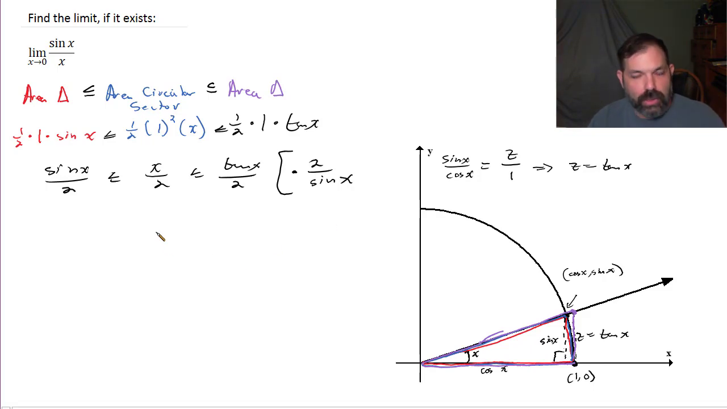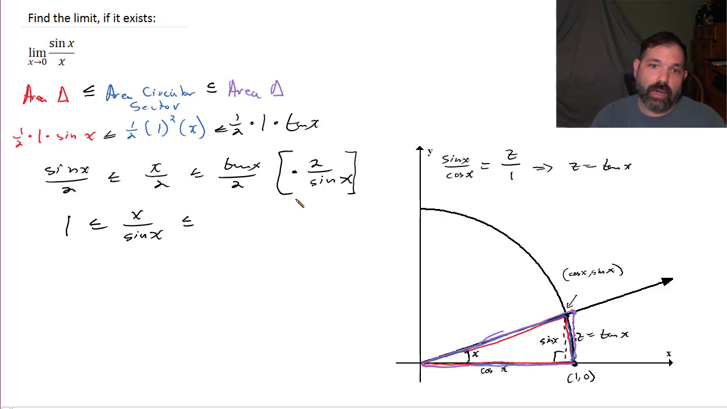Okay, let's continue on. If we multiply the entire inequality by 2 over sine x, this becomes 1 is less than or equal to x over sine x, which is less than or equal to, now tangent x, remember, is sine x over cosine x. So sine x over cosine x divided by sine x ends up being 1 over cosine x.